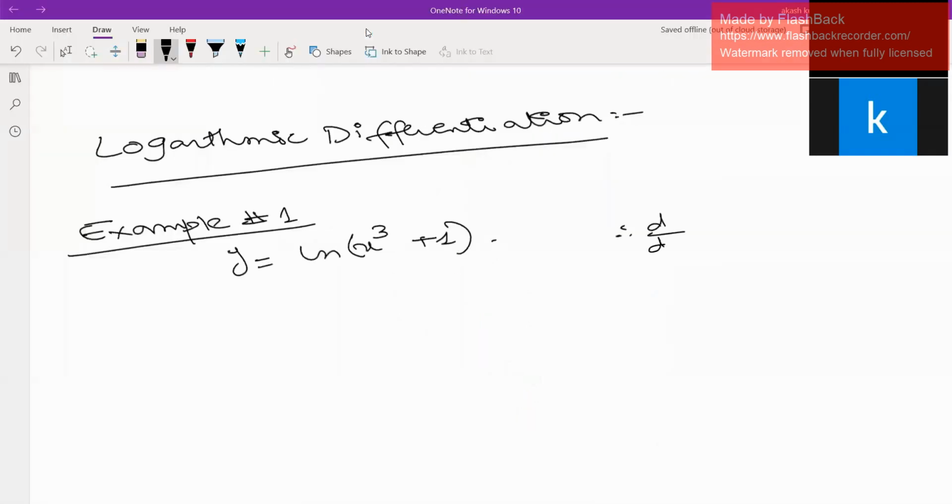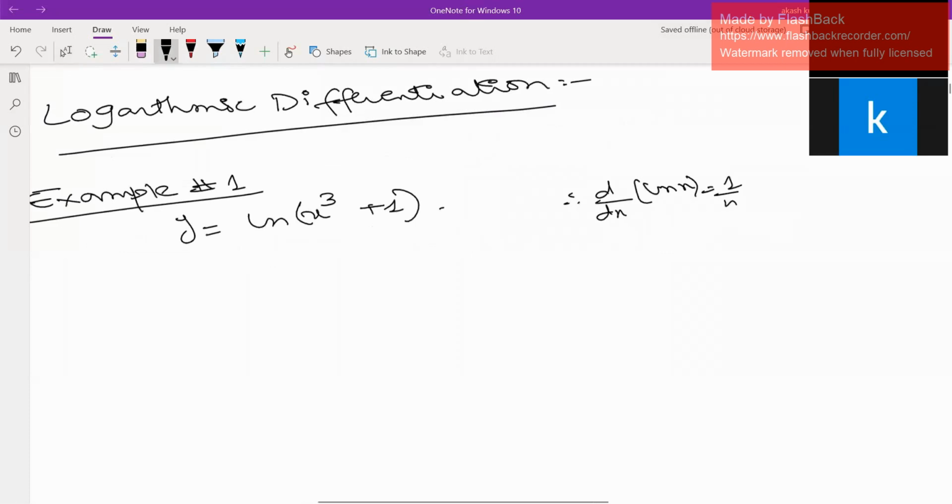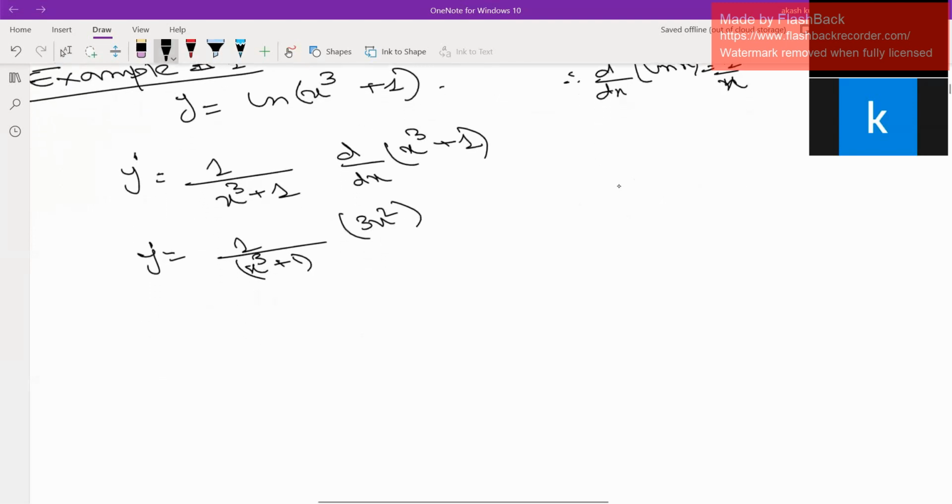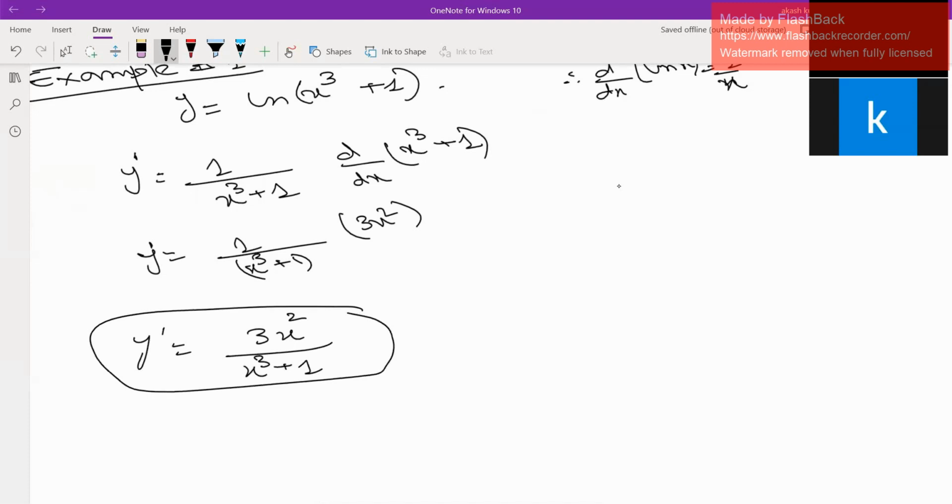The derivative of ln x is 1 over x. That's what we know. So taking the derivative of the function, y dash equals to 1 over x cube plus 1, and then taking the derivative of x cube plus 1, it becomes 3x squared plus 0. So the answer is y dash equals to 3x squared over x cube plus 1. Is it clear? Yes. Okay.